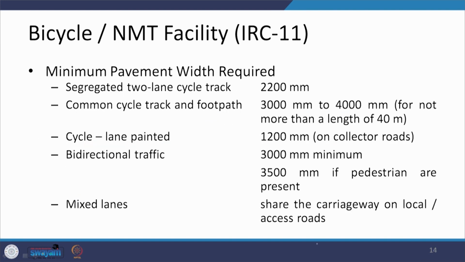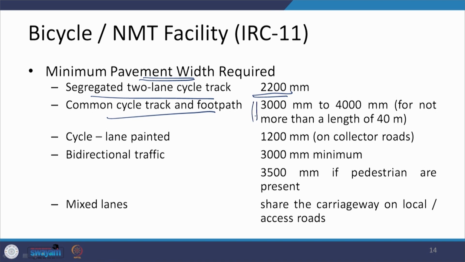Now, another thing which we need to look at is the width of the pavement which needs to be provided. It is going to depend on which way the traffic is moving and what type of facility is being provided. Say if we talk about a segregated 2-lane cycle track, then the minimum value is defined as 2200 mm. But if there is a cycle track and footpath combination, it can vary between 3000 to 4000 mm.